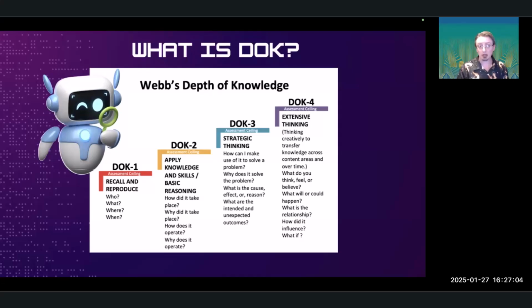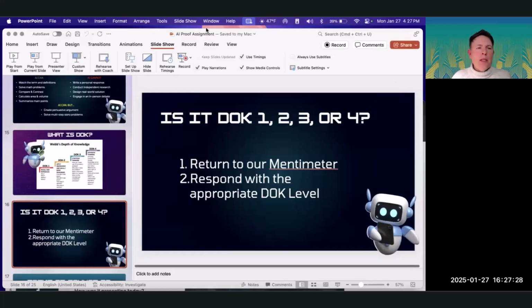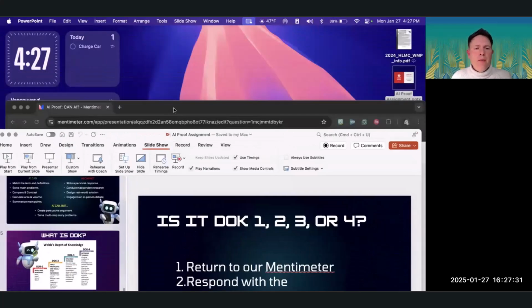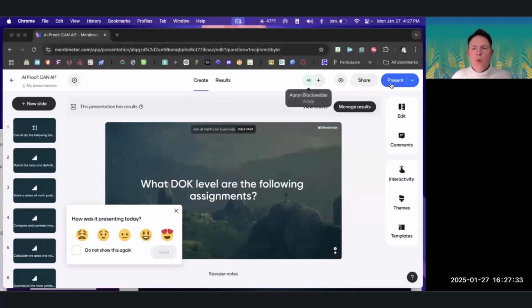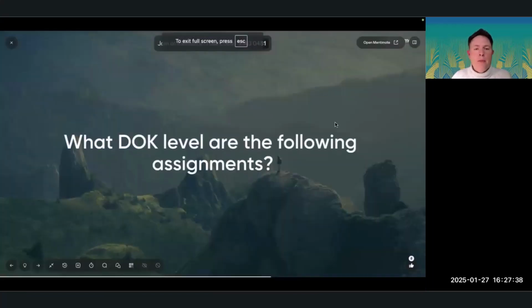If we go back to the hammer, instead of maybe thinking about a use for the hammer, it might be designing a new type of hammer that's well suited to a particular task or problem. So depth of knowledge, we're going to come back to it as we talk about designing AI-proof assignments. Okay, so we're going to return to the Mentimeter, and we're going to look at some of those similar assignments that we saw before. Not all of them, but we're going to determine where they are within the DOK.